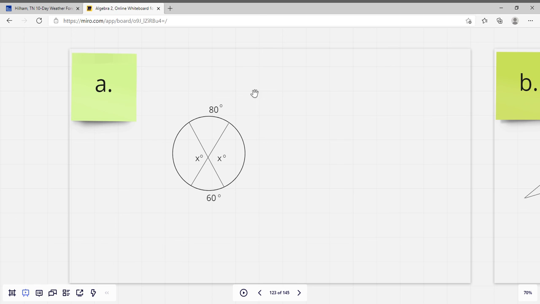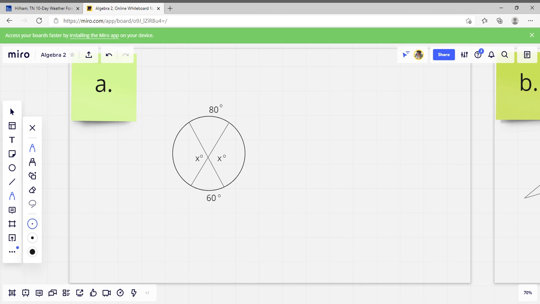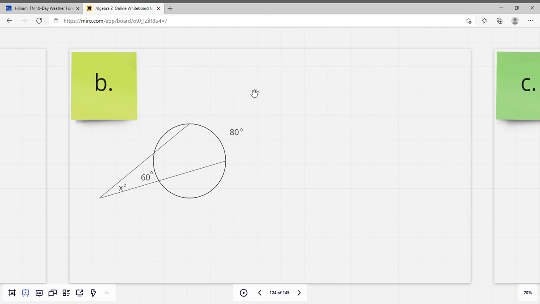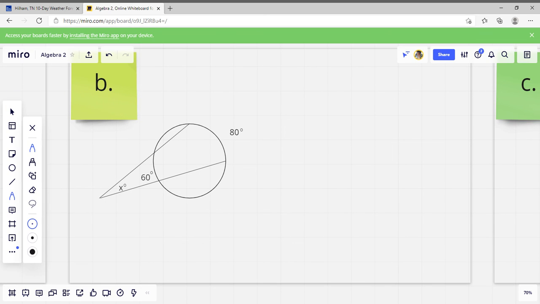All right, so here's practice A. These are inside. So we're going to add 80 plus 60, and we're going to divide by 2. So that'll be 140. So that's going to equal 70 degrees. And that's the answer to that one. Very easy. This one, they're outside, so we're going to subtract. So we got 80 minus 60 divided by 2. That would be 20 divided by 2, which is going to equal 10 degrees. So x equals 10.